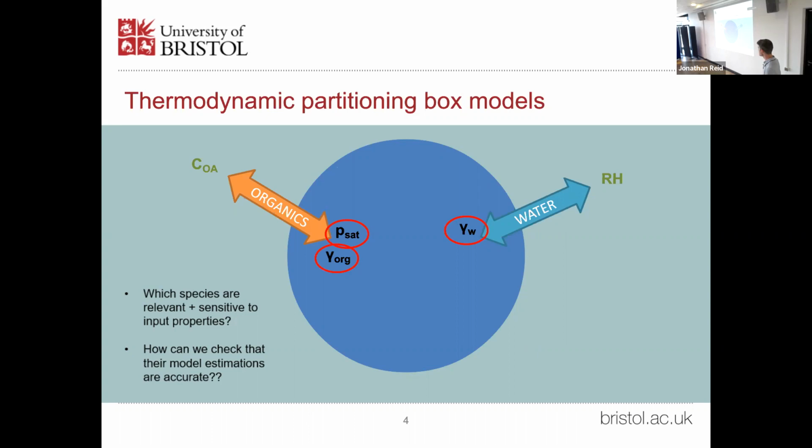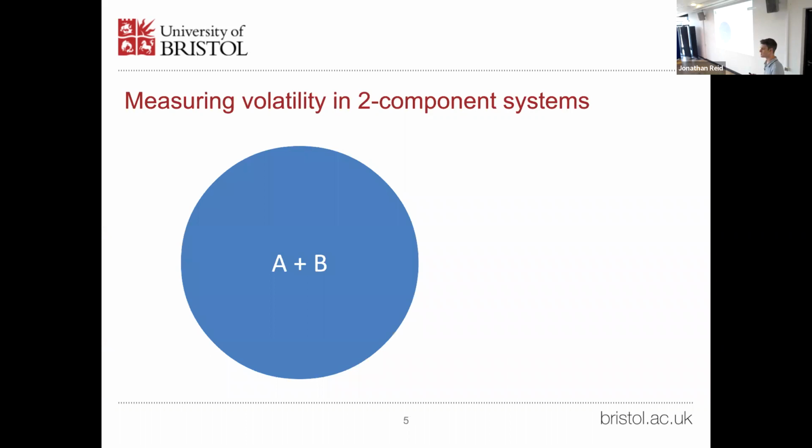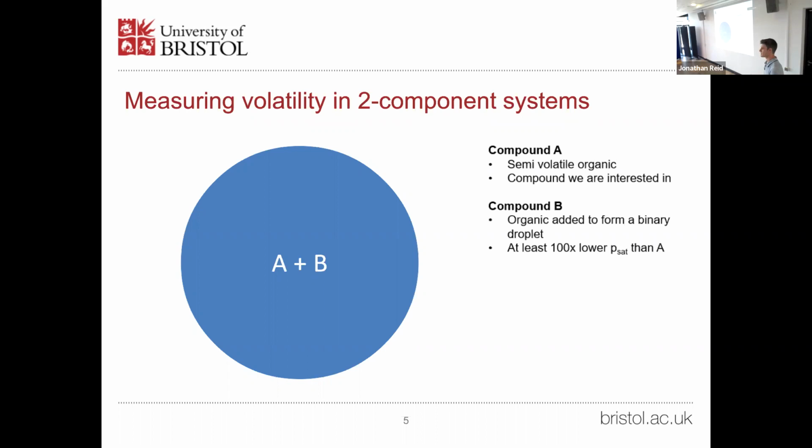And the second thing, which is kind of the focus of this work, is how are we going to test that these model estimations are correct? So this moves on to my work. So simply, I'm dissolving a compound A with a compound B. Compound A is a semi-volatile, so this is the one that I'm interested in understanding. And then compound B is the matrix compound. So this is going to be a low volatility compound, which isn't going to evaporate at all. And this is essentially what I'm doing is looking at the effects of compound B on the evaporation rate of compound A. So it's important that only compound A is evaporating.